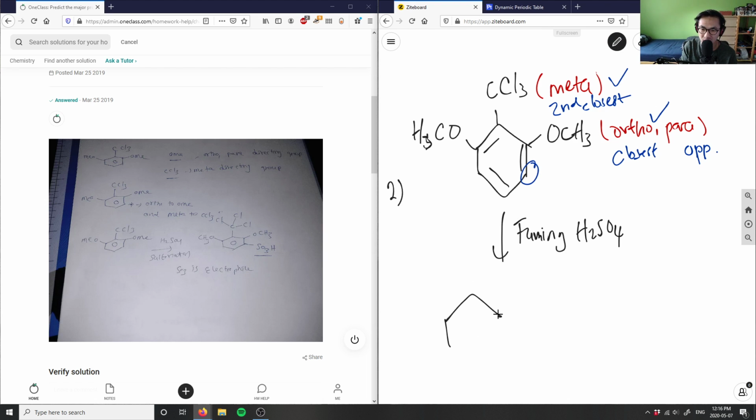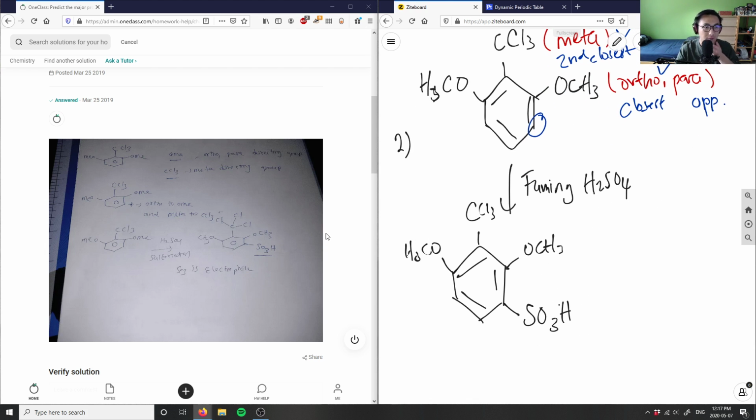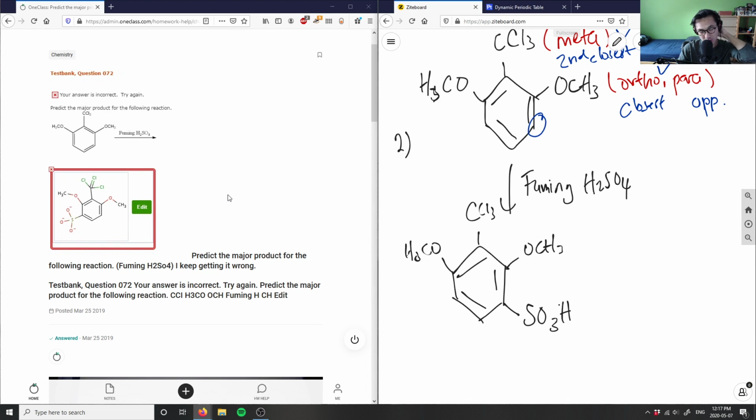So I'm going to redraw the benzene. I have CCl3. I have CH3CO, OCH3. And then finally, it's going to sulfonate at this point. So I'm going to put SO3H here. So this solution here is correct. We know that sulfonating is a protecting group, so it's going to protect this point over here. They actually had it on the opposite side, but yes, the solution here is correct.